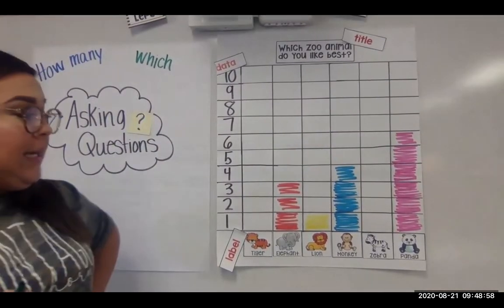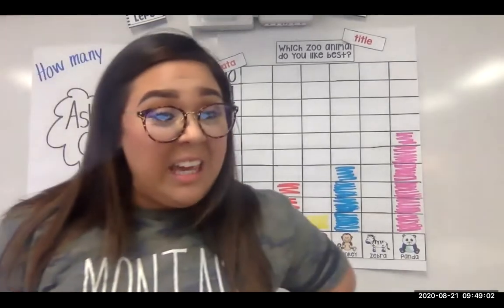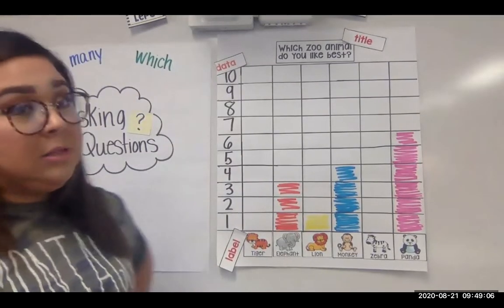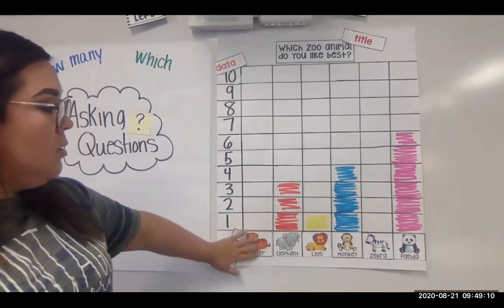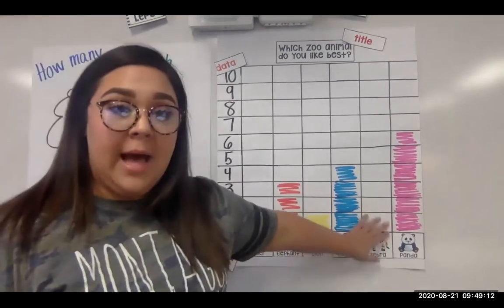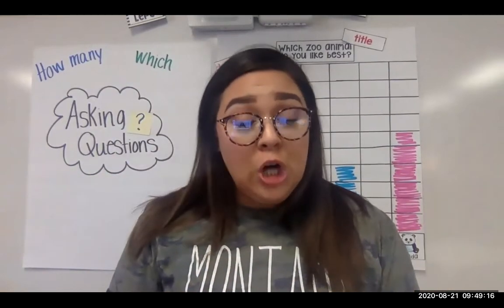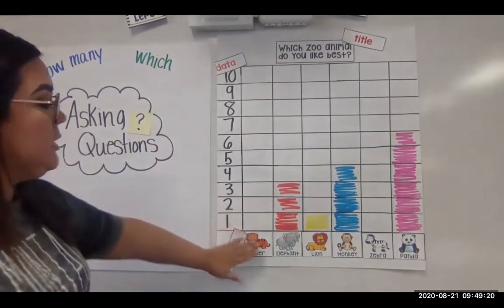Now this is tricky, pay attention. If you said nothing, you need to take a look again. Just because there's not a vote doesn't mean that it doesn't count. If you notice, my tiger has zero, my zebra has zero. Are zero and zero equal? They sure are. So which animals were equal? Tiger and zebra were equal.